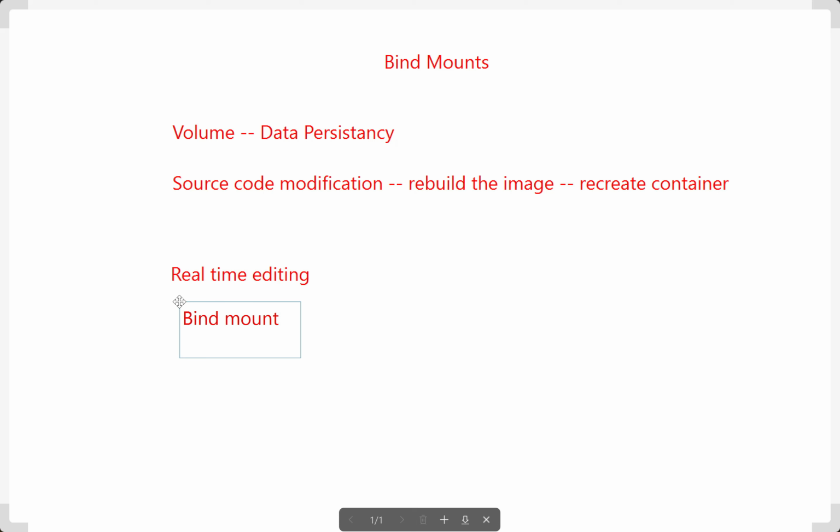For that use case, we can use bind mounts. Bind mounts are like Docker volumes, but you can attach a path in your host machine. So if you modify the source code in that particular path in the host machine, the changes will reflect in the container in real time. So volume will provide data persistency, and bind mount will provide data persistency and also real-time editing of your source code. So let's see in the demo how bind mount works.